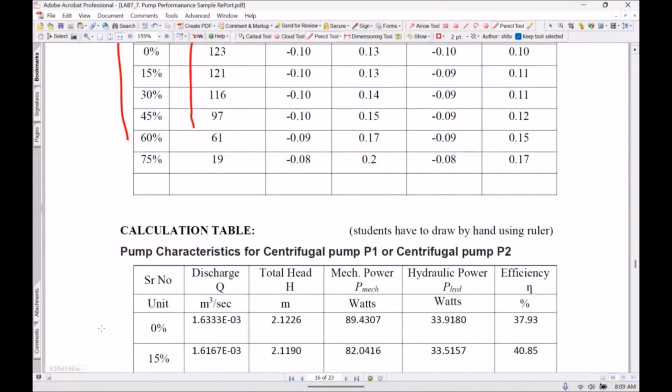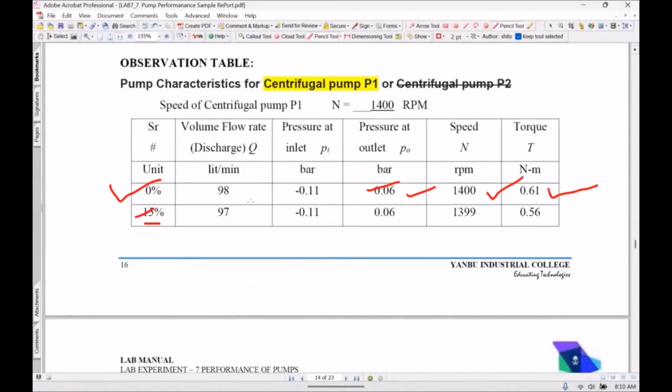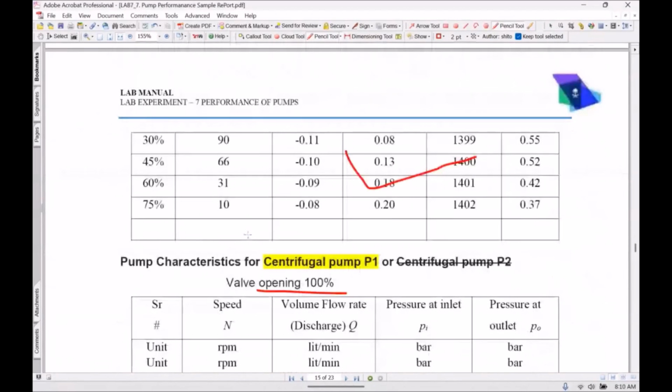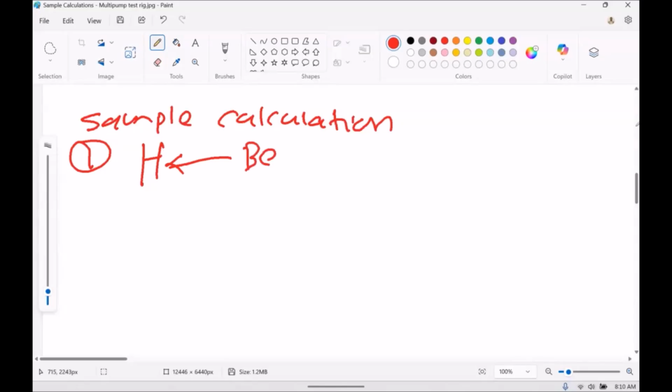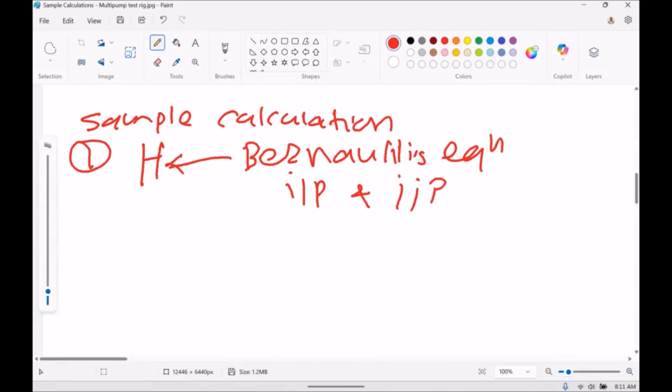Now we will do the sample calculation for reading number 1 and prepare the Excel file for the other calculations. First, our objective is to find the head. To find the head, we need to apply Bernoulli's equation at inlet and outlet. It will be P by gamma at inlet, where gamma is the specific weight of the water. This is called pressure energy.